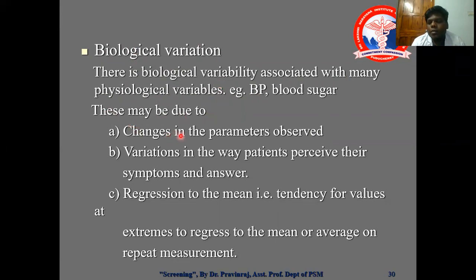This may be due to changes in the parameter observed, variation in the way the patient perceives their symptoms and answers, and regression to the mean, the tendency for extreme values to move toward the mean or average on repeat measurements.